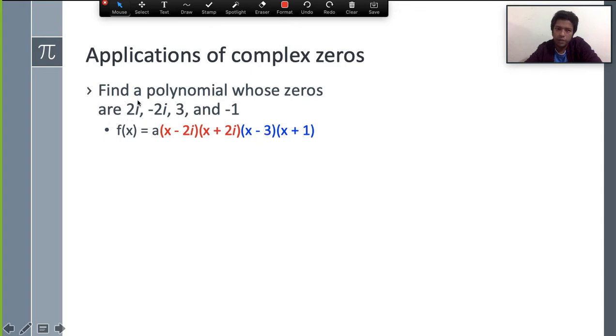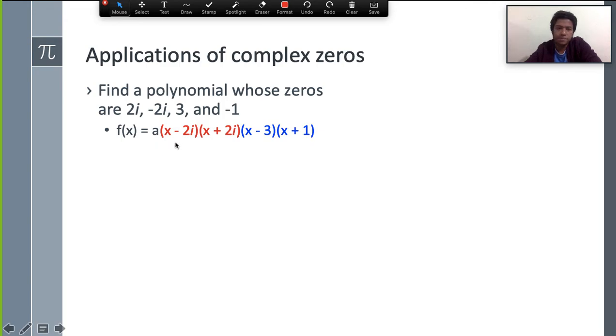Simple. If you see it positive, then write it negative. If you see it negative, then write it positive everywhere. This is plus 1, so it will be x. This is minus 1, so it will be x plus 1. This is plus 3, so it will be x minus 3. This is minus 2i, so it will be x plus 2i. This is 2i, so it will be x minus 2i, and some constant number that we do not know.